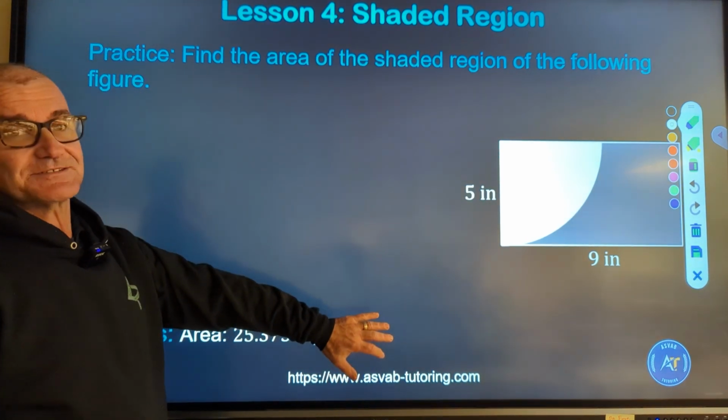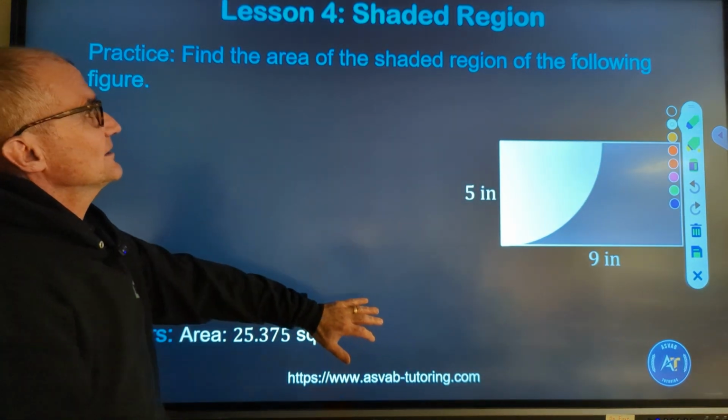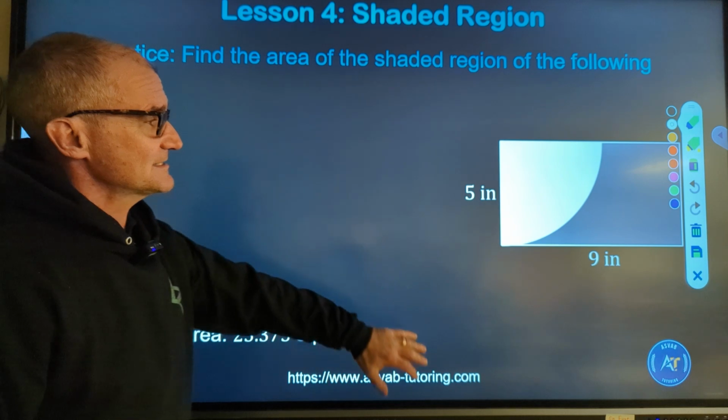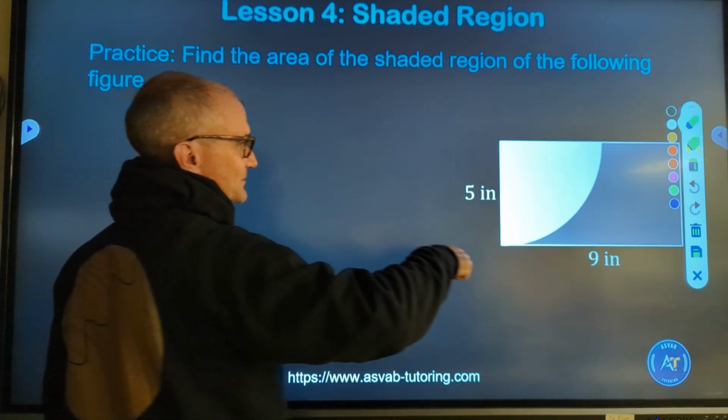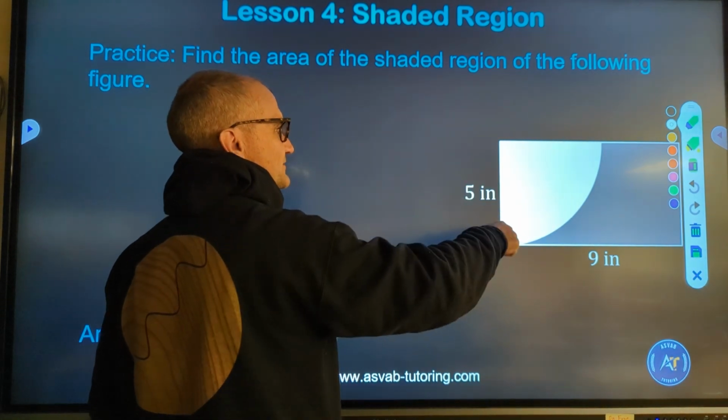All right, let me cover this answer up. Go ahead and do this problem really quick. Find the area of the shaded region of the following. It's similar, but there's a few more pieces here. Find the area of that whole circle. The radius of that circle is 5.